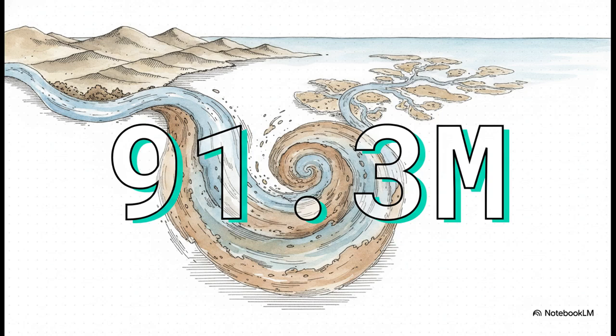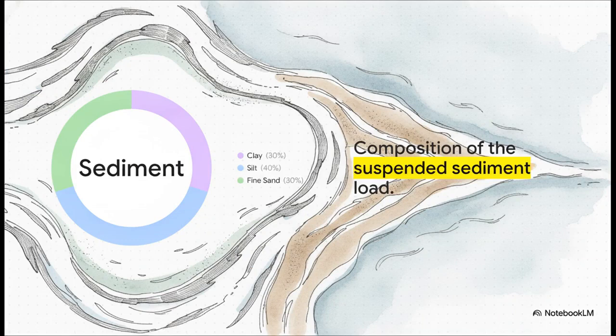It is the absolute lifeblood of a low-energy coastal system. Without this continuous, massive input of material, the landform literally cannot sustain itself against the sea. To truly demonstrate that A-star level retention, you need to break down the precise composition of that sediment. The suspended load is incredibly fine: 30% clay, 40% silt, and 30% fine sand.